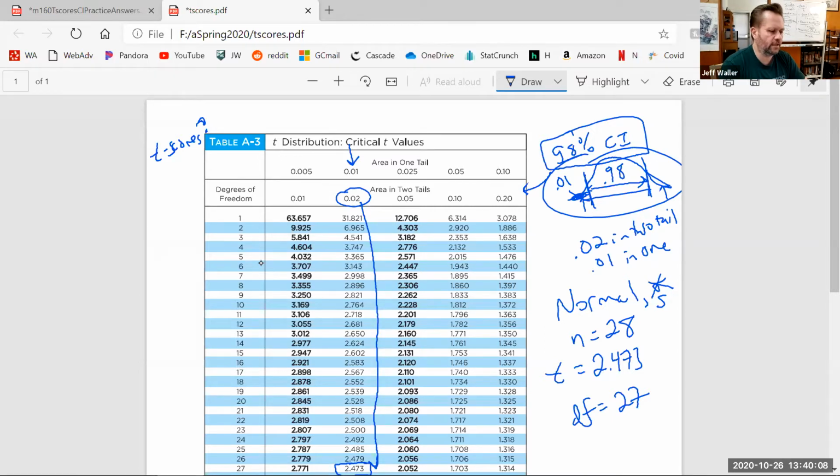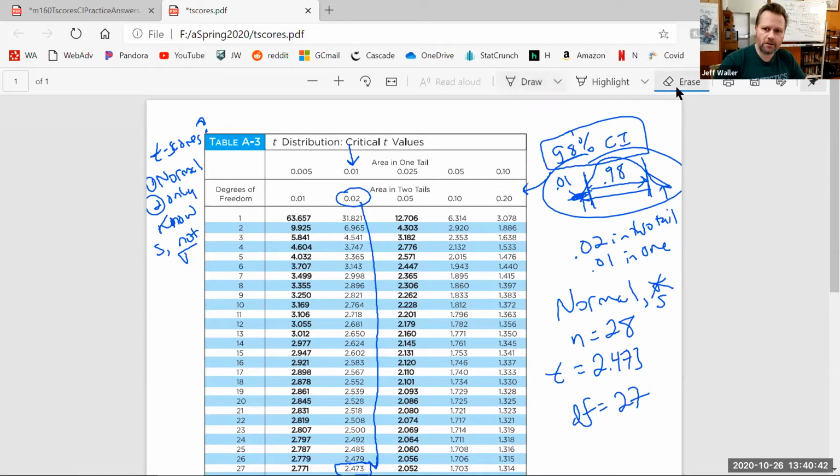What does it cover my ass for not knowing? Anybody remember? The population standard deviation. Yeah, the distribution's got to be normal, but I use a t-score if I don't know sigma. So I got to have a normal curve. And then two, I only know S, not sigma. That's why it was invented.